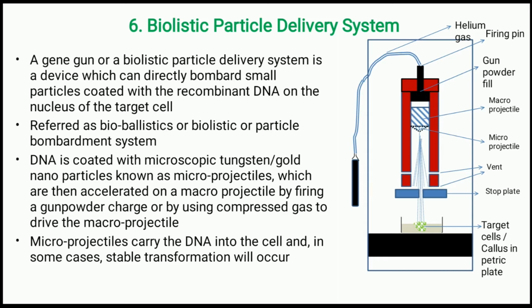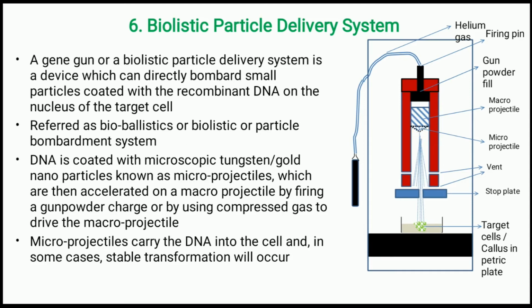This is a device which can directly bombard small particles coated with the recombinant DNA into the nucleus of the target cells. This is referred to as bioballistics, biolistic or particle bombardment system. The reason is that they are propelled at very high speed by high pressure helium gas or gunpowder. The DNA is coated with microscopic tungsten or gold nanoparticles, which are known as microprojectiles. This is the place where we have a small sieve over which we keep the microprojectiles, which are then accelerated on a macroprojectile by firing gunpowder. So the next part is called the macroprojectile.